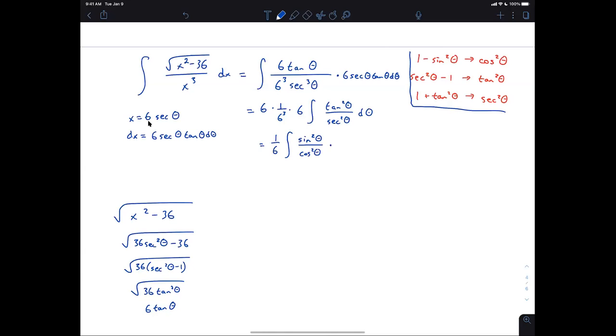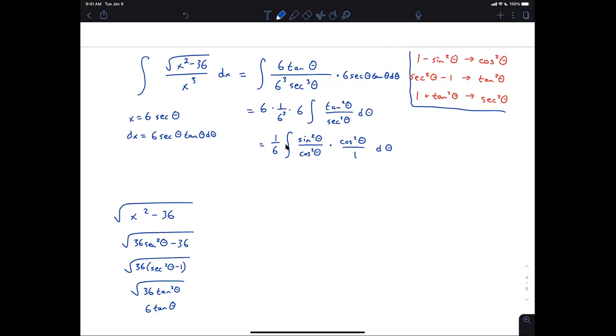But then over secant squared is the same thing as times cosine squared over 1, because you flip the bottom and multiply. Okay, and then I've got a question in the chat I'm going to answer next. But do we understand what I did here?